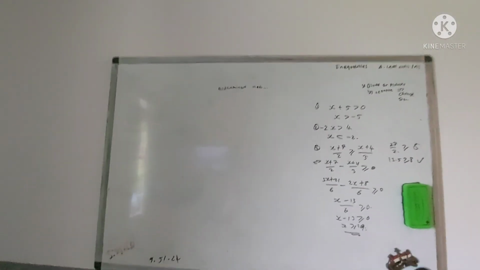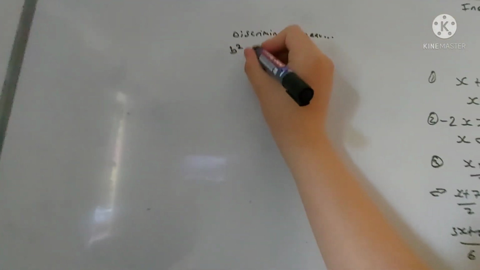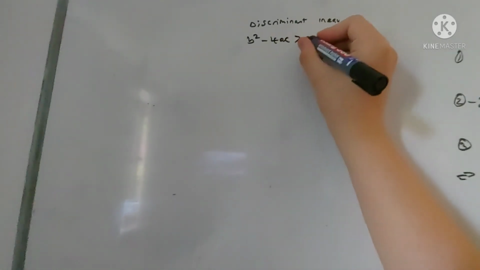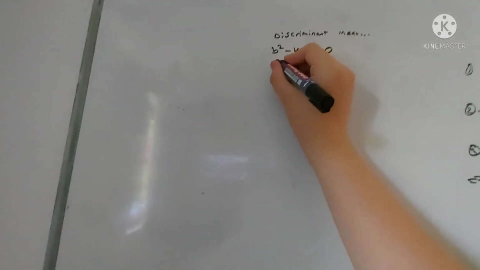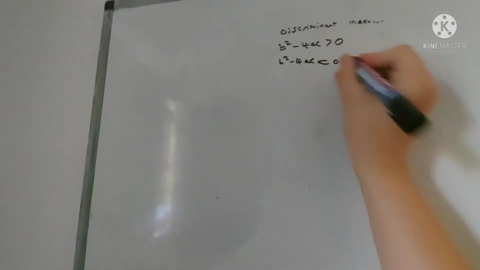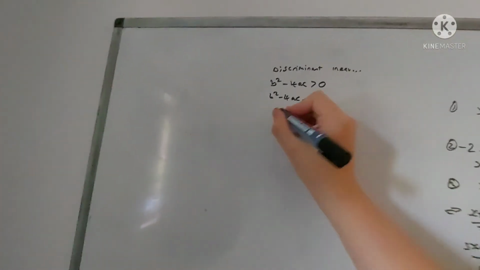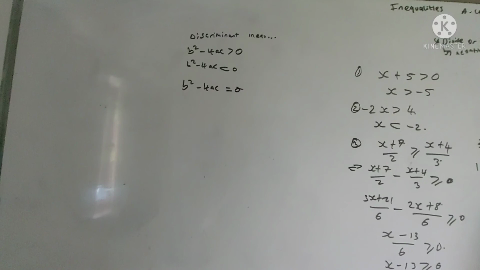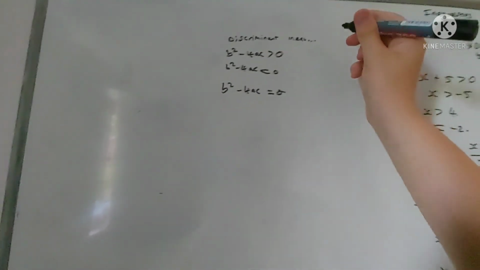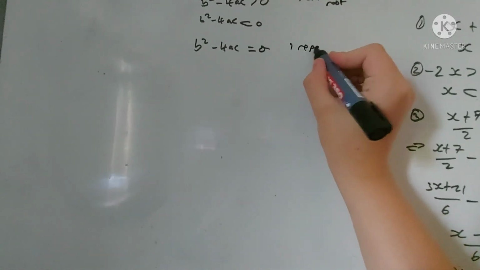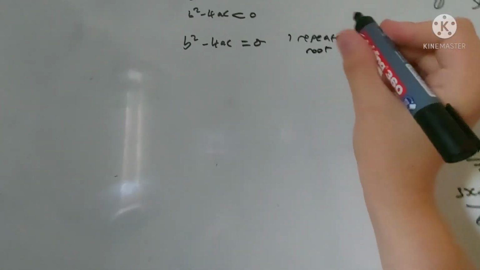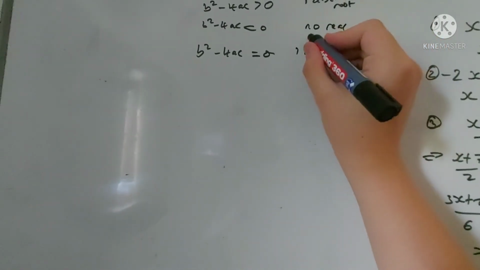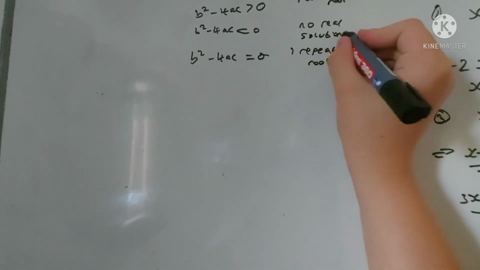Okay, so what's the discriminant? Well, the discriminant is the bit underneath the square root of the quadratic formula, b squared minus 4ac. We know different cases. Greater than 0, it has two distinct roots. If it's equal to 0, it's got one repeated root. And then it has no real roots if it's less than 0. No real solutions.